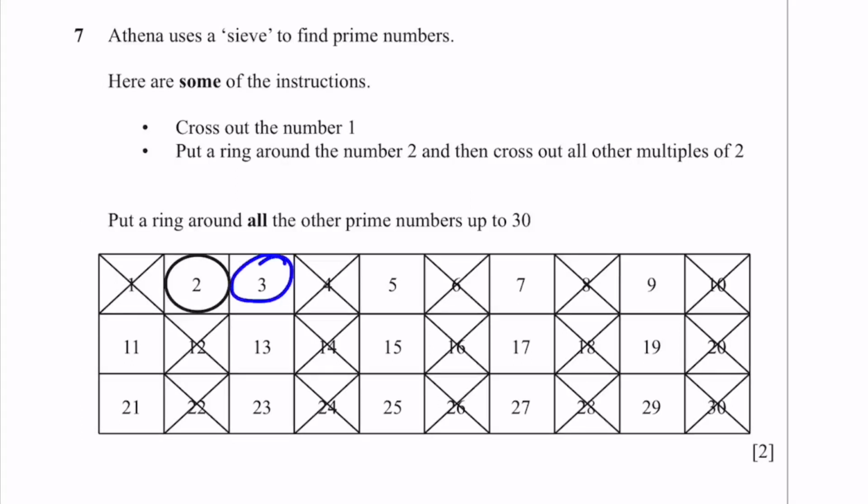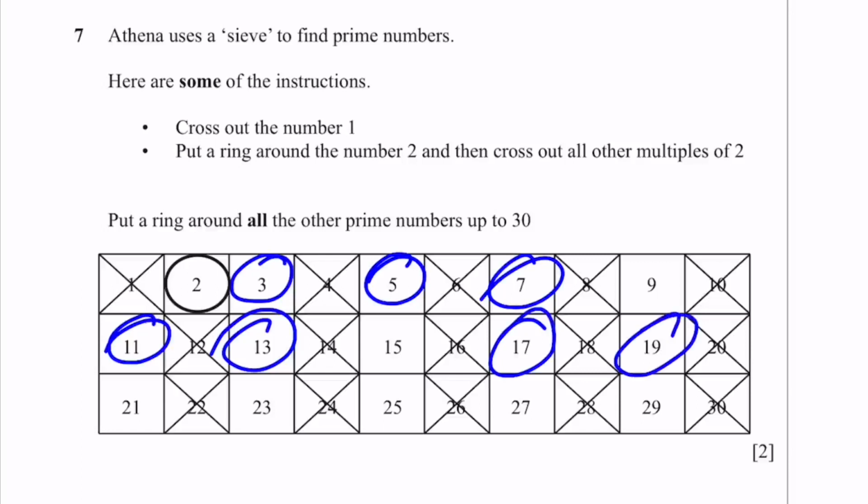You have 3, 5, 7, not 9 because 3 times 3 is 9, 11, 13, yes, 15, no, 3 times 5 is 15, so it's not prime, 17, 19, 21 is 7 times 3, so no, 23, 25 is 5 times 5, so we're not circling that. 27 is also 9 times 3, and that's why we're not circling that either. And then we have 29. So these are all the prime numbers up to 30.